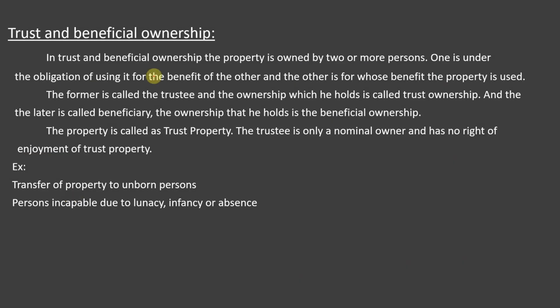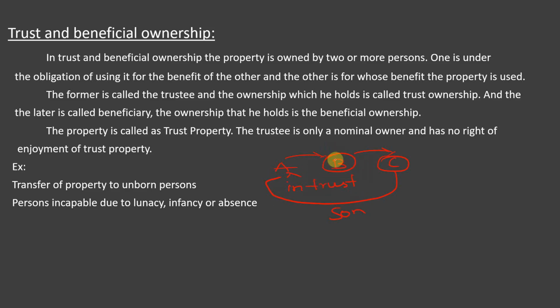Next is trust and beneficial ownership. In trust and beneficial ownership, the property is owned by two or more persons. One is under the obligation of using it for the benefit of the other, and the other is the one for whose benefit the property is used. Let us say A has transferred his property to B in trust for the benefit of C, who is the son of A.